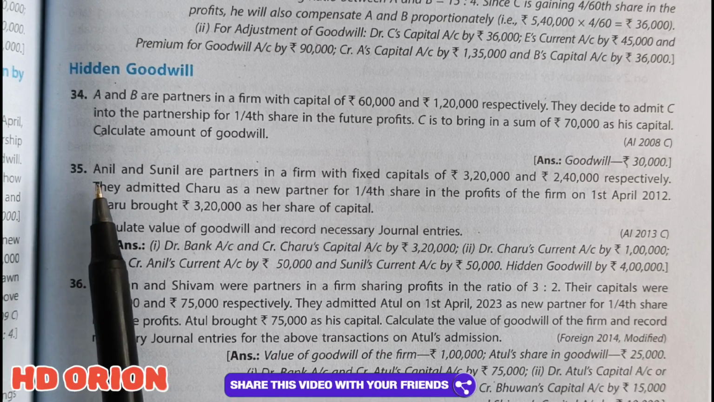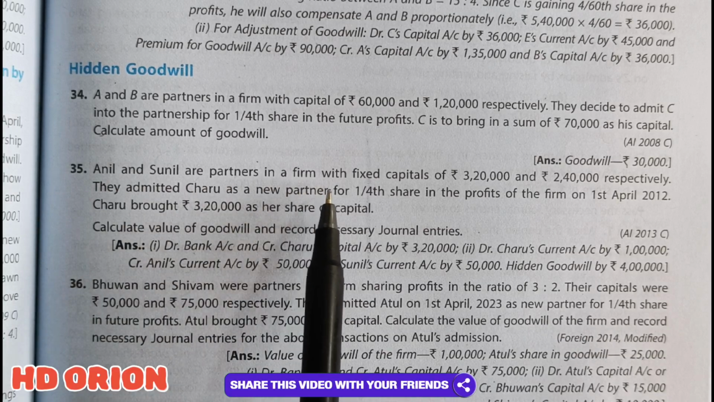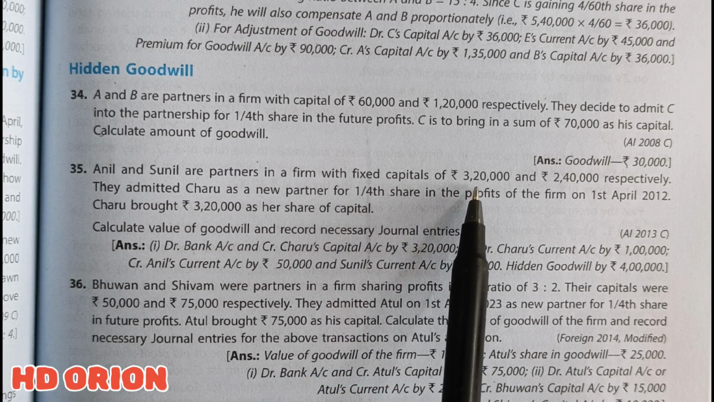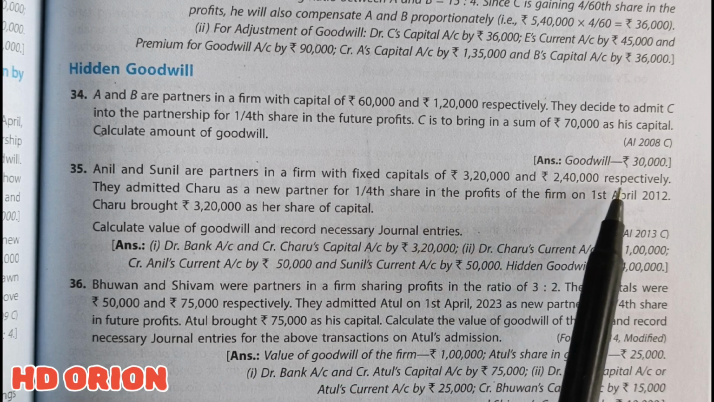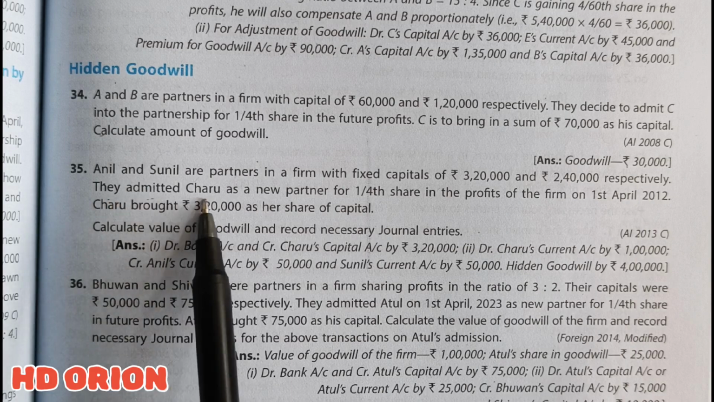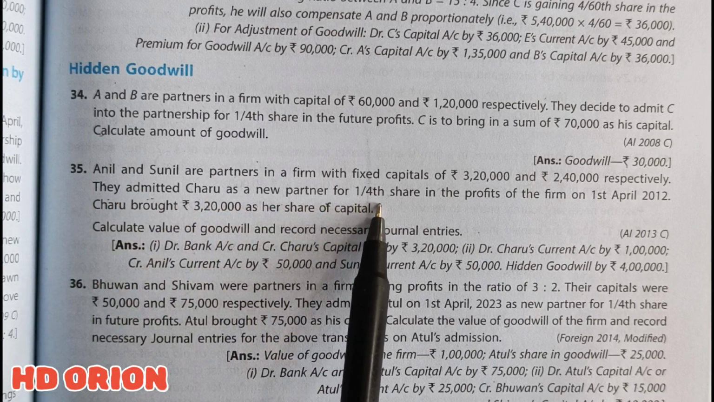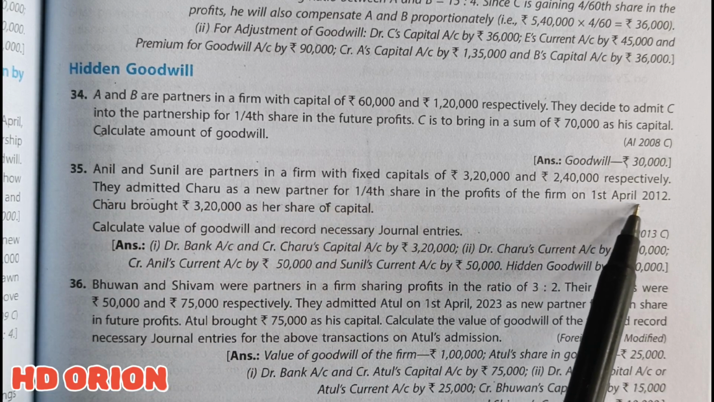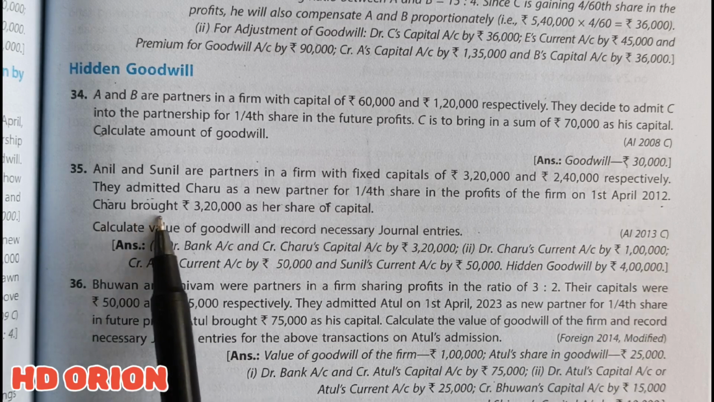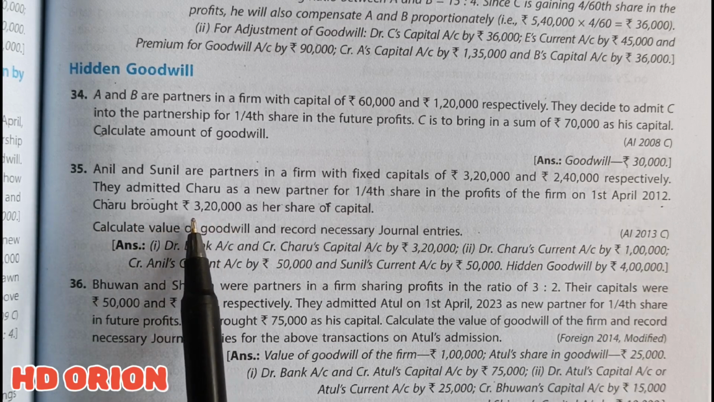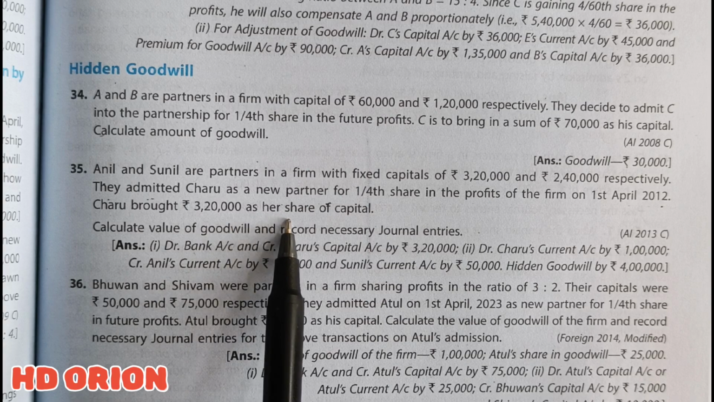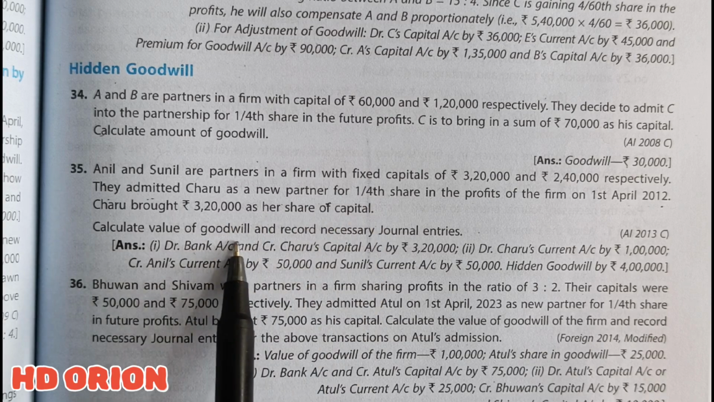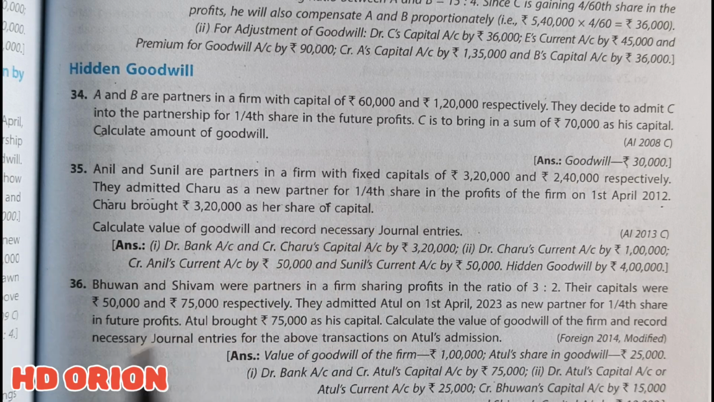Question number 35. Anil and Sunil are partners in a firm. Their fixed capitals are rupees 3,20,000 and 2,40,000 respectively. They admit Charu as a new partner for 1/4 share in the profits of the firm on 1st April 2012. Charu brought rupees 3,20,000 as her share of capital. Calculate the value of goodwill and record necessary journal entries.